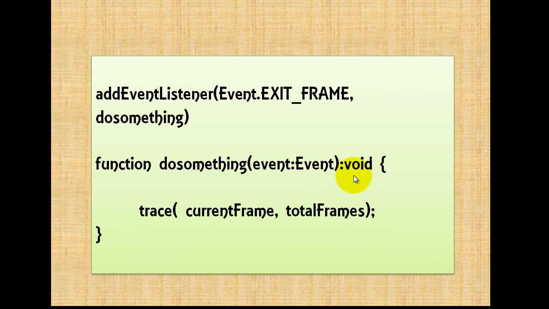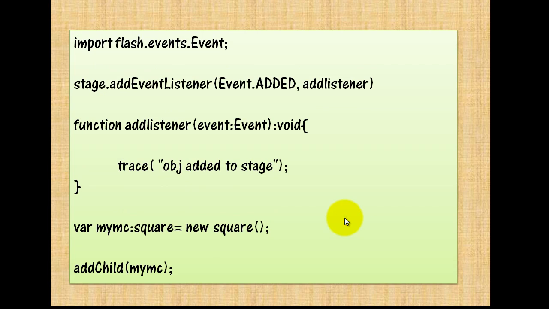Now, how many of you have actually heard of exit frame events? I'm sure most of you have heard of enter frame events, but we have a corresponding exit frame event as well. So here is the syntax guys. What it is tracing is the current frame and the total frames. Current frame is the current frame number, and total frames is the number of total frames on the timeline. Cool.